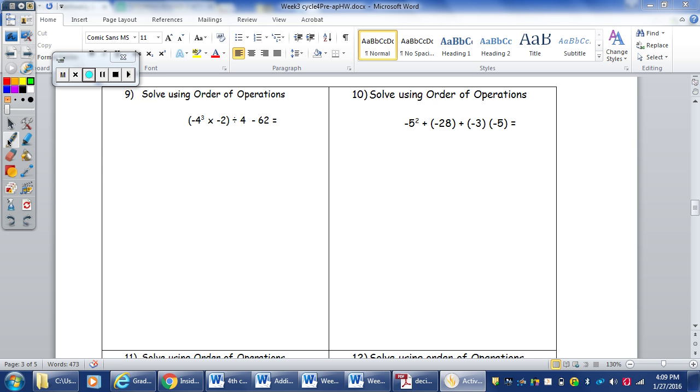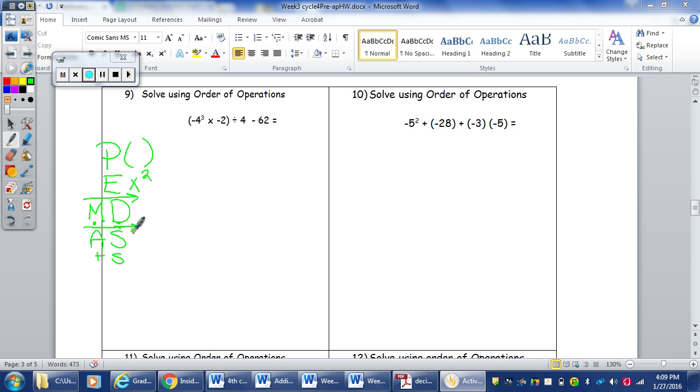Remember, we use PEMDAS. And remember, PEMDAS stands for parentheses, exponents, multiply, divide, add, subtract. But remember, multiplication and division we take from left to right. Addition and subtraction we take from left to right as well.